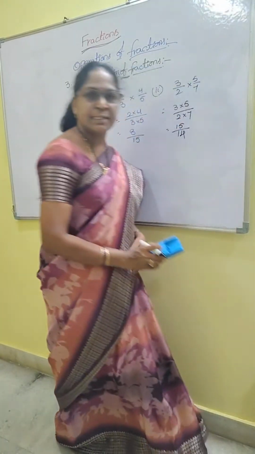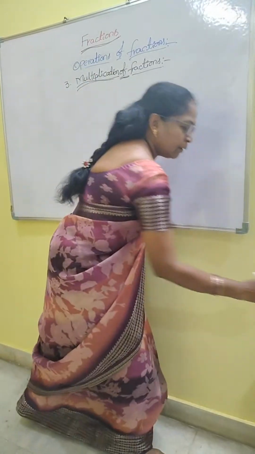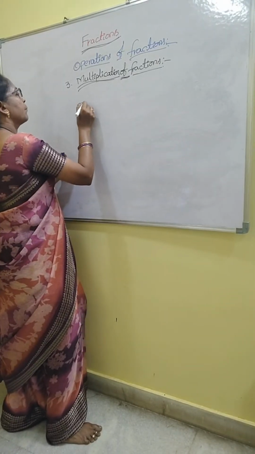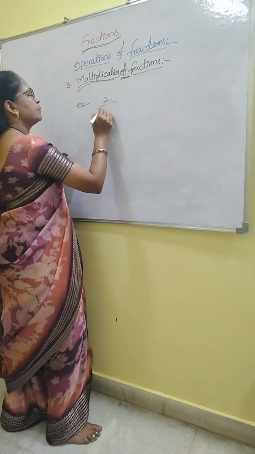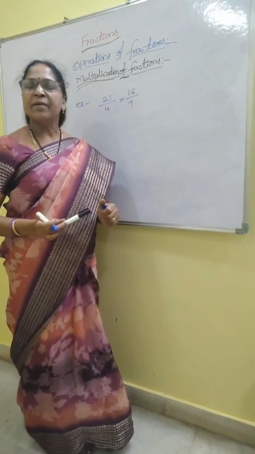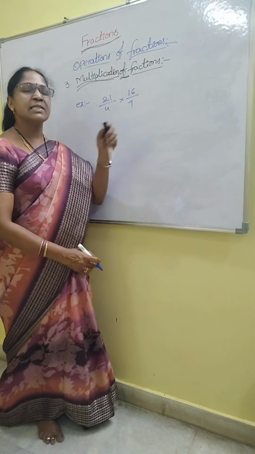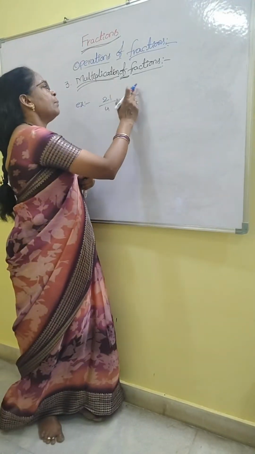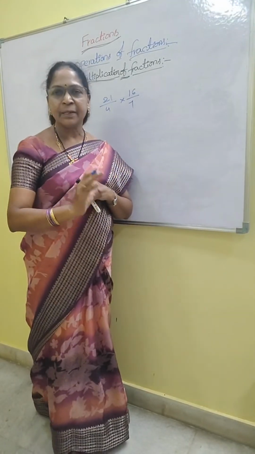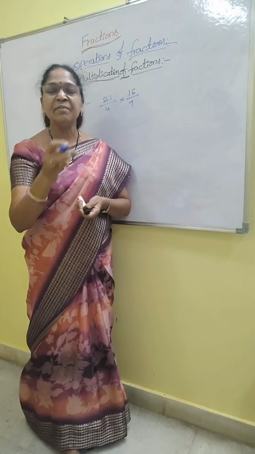Next, further we will see some more examples, how to simplify these numbers. For example, the question is given like this: 21 by 4 multiplication of 16 by 7. See here, big numbers are given. Don't multiply the numerators together as well as the denominators together. Whenever big numbers are given, then try to simplify the numbers.